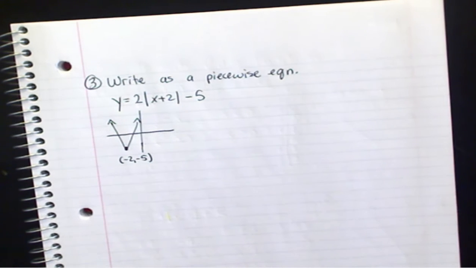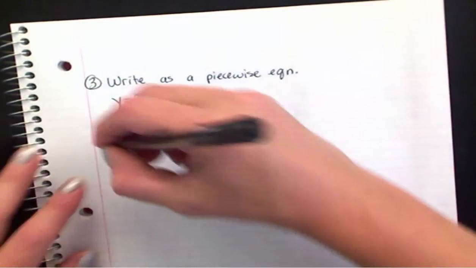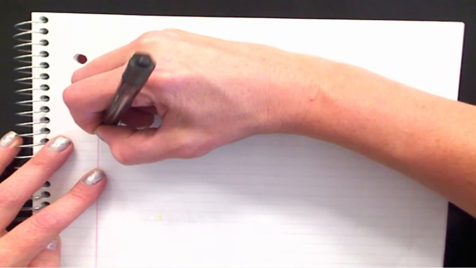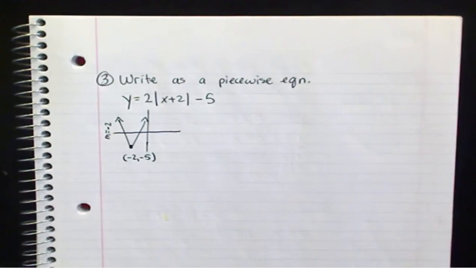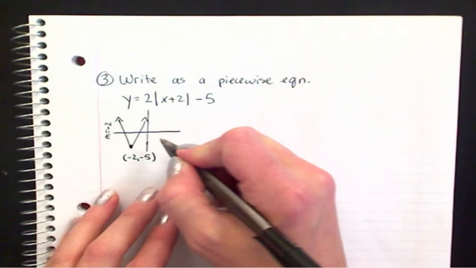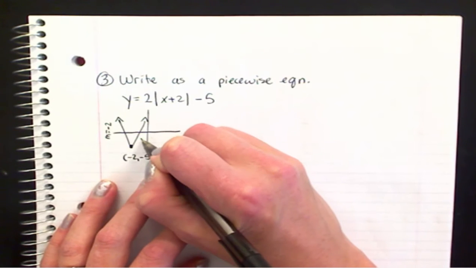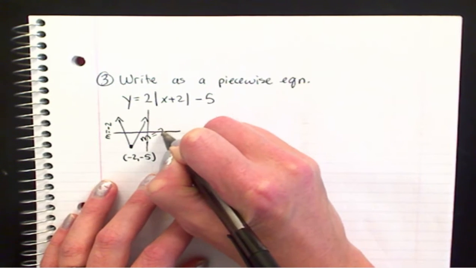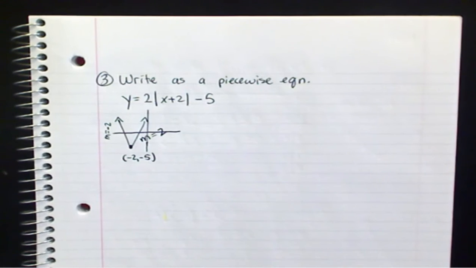Which side of this thing has the negative slope? Okay, so I'm just going to jot, boom, -2 on the left side, because the left side of this graph has the negative slope, and the right side of this graph has the positive slope. Did I label any y-intercepts? No, don't. You don't need them.